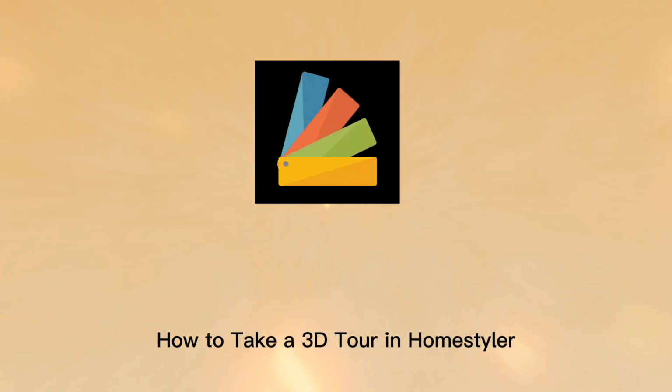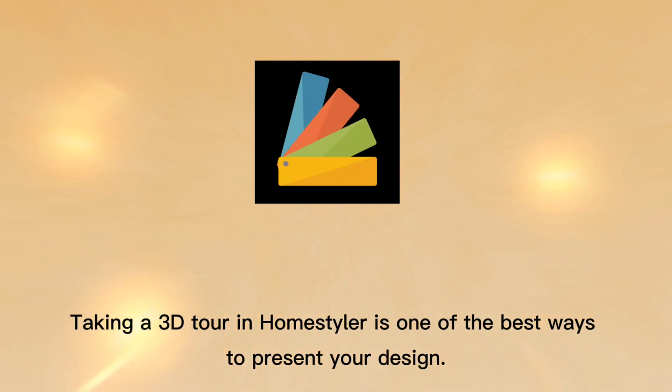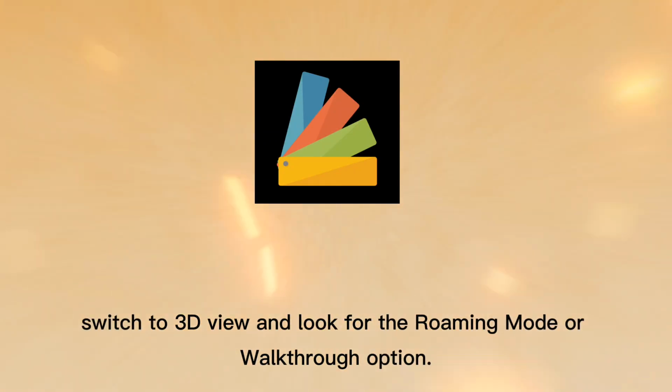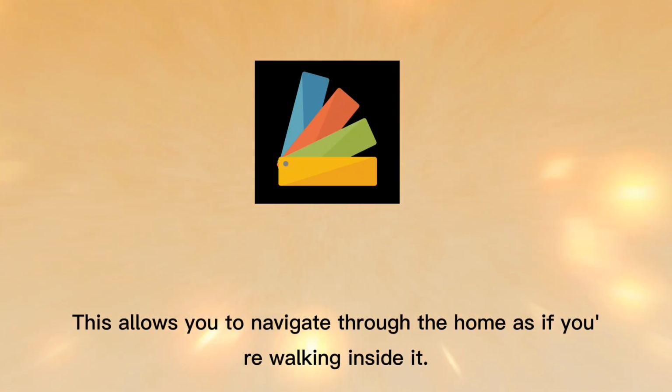How to take a 3D tour in Homestyler. Taking a 3D tour in Homestyler is one of the best ways to present your design. Once you've completed your layout, switch to 3D view and look for the roaming mode or walkthrough option. This allows you to navigate through the home as if you're walking inside it.